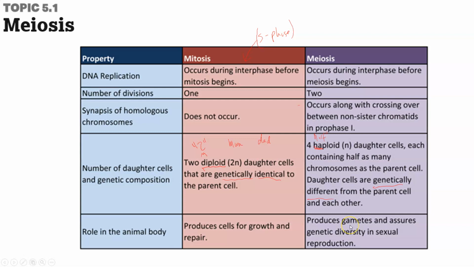Meiosis produces gametes. This is a word you might want to define right here. Gametes. These are the sex cells. So things like sperm and egg, these are gametes, right? Those are sex cells. And it assures genetic diversity in sexual reproduction.